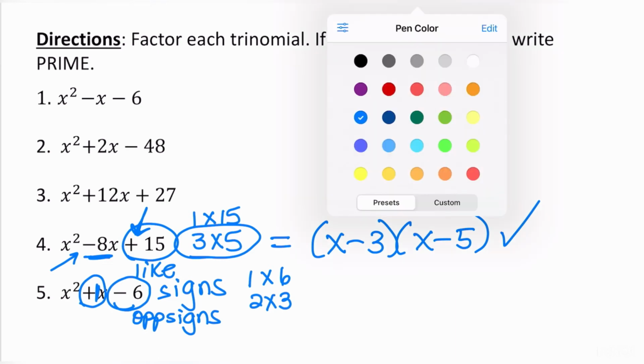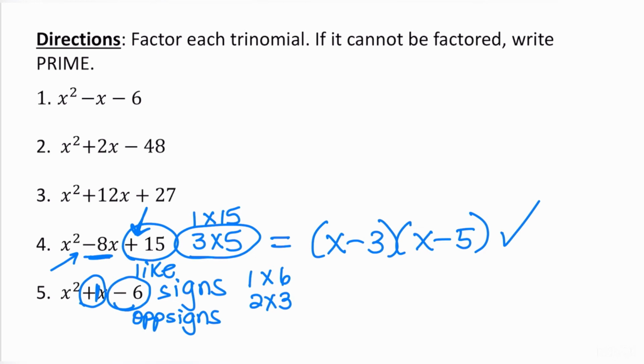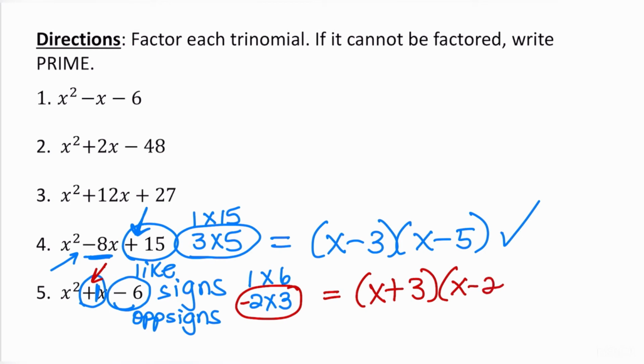So let's go ahead and think about this. Because the number has to be positive 1, the bigger number has to be positive. So 3 and 2 are going to give me a difference of 1. It has to be positive 3 and negative 2. So this is going to equal x plus 3 times x minus 2.